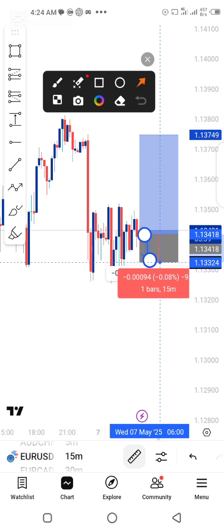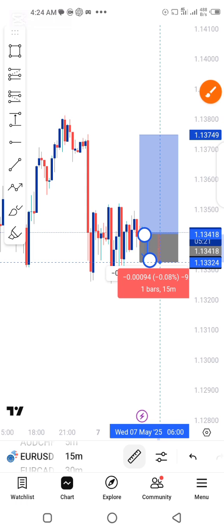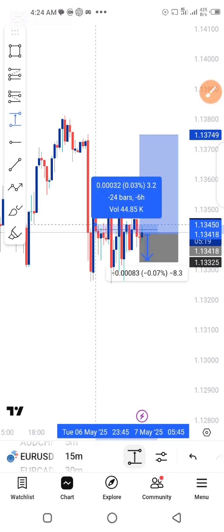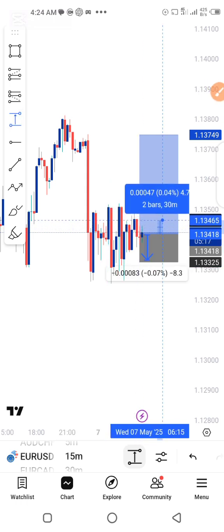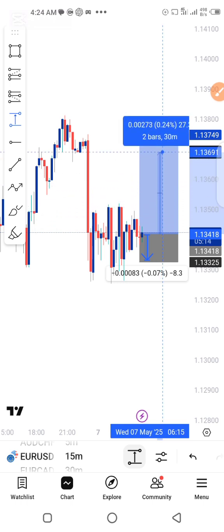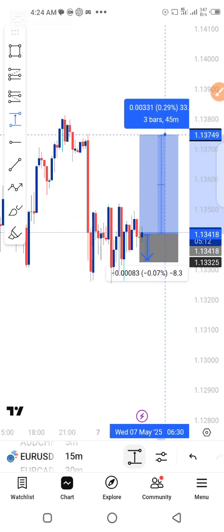Now let me show you something. You can see this thing here at the end of it, that is the pips, showing minus 9. That's telling me that I'm risking 9 pips here. Now let's check out how many pips I'm going to be getting at the end of the day if this market should go my way. So I'm risking 9 pips to make 33 pips.